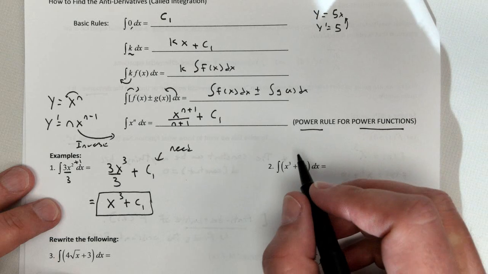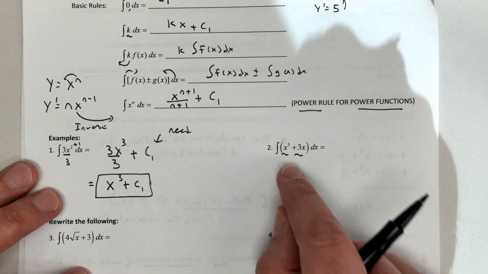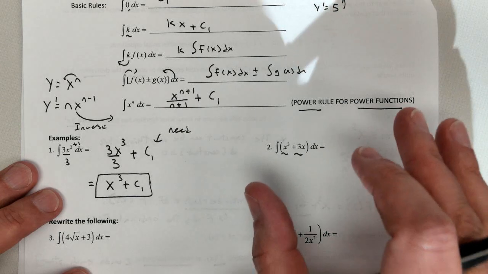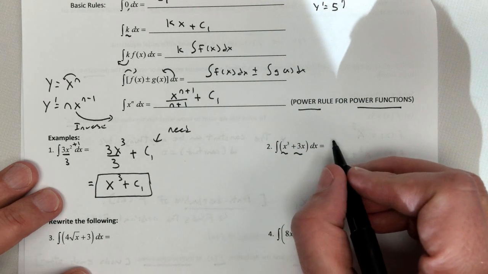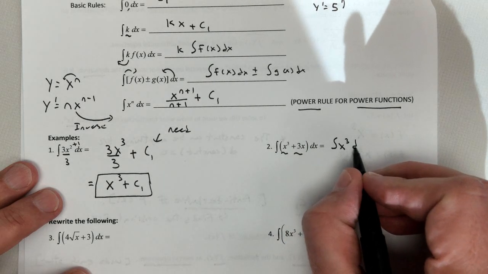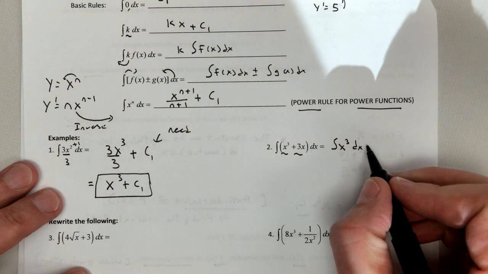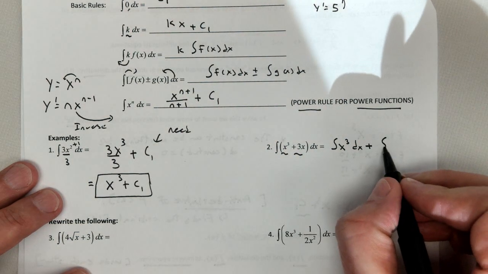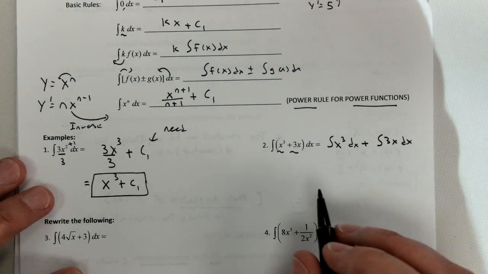Okay, so for a problem like this one, now notice we have to do it twice. For this example, I'm going to show you what's really going on, and then we'll never really do it this way again. For this one, we can split the integral. We would get the integral of x cubed dx, because remember, our rule says I can split an integral, plus the integral of 3x dx.